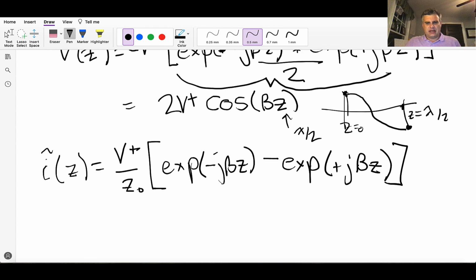Okay, so here we go. Divide by, for no apparent reason, 2j, which means I got to put a 2j up here.